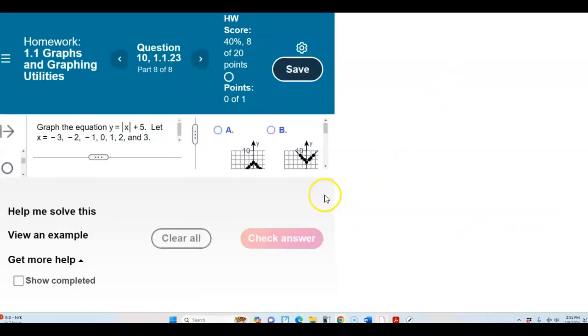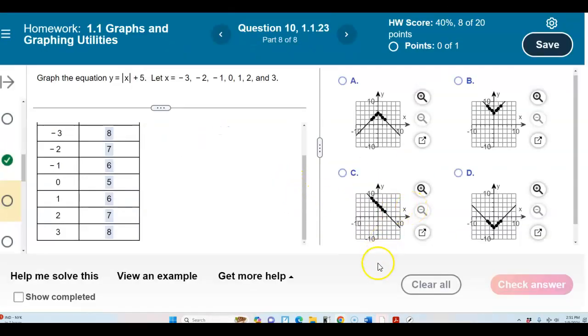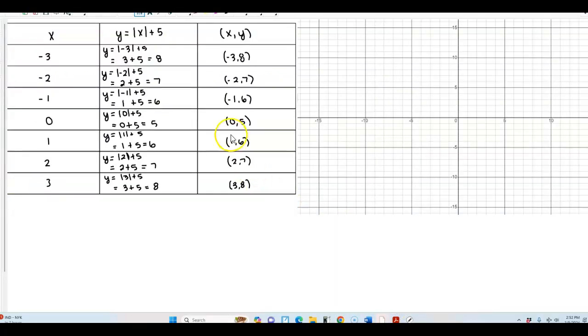Okay, so now we need to check and see which graph that's going to be. Now remember, an absolute value is going to give us a V shape, but now we need to determine what that graph is going to look like. So we're going to go ahead and graph these values. So we have -3, +8. So we're going to move over 3 units, and then we're going to go up 8. So there's -3, 8. Next one is -2 and then +7.